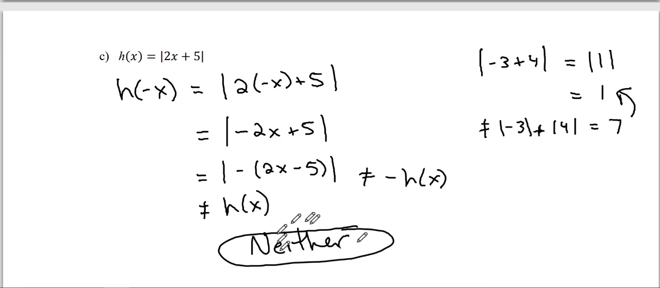What I'd like to do is take a look at what these three functions look like graphically. I'm going to pull up the graphing calculator and we'll take a look at what these look like.